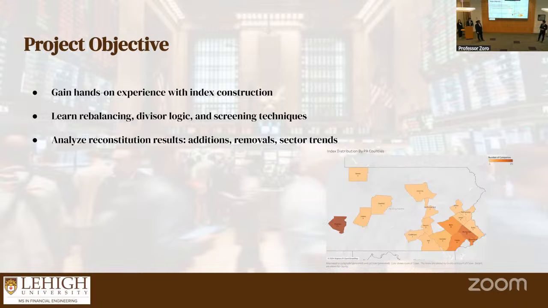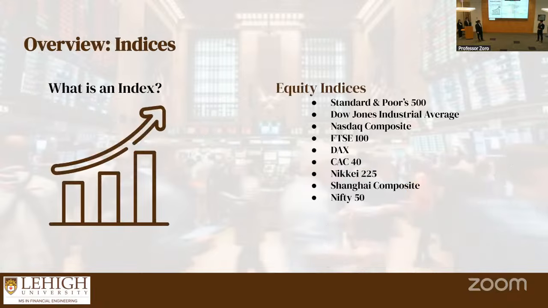So a lot of what we did was learn how to rebalance it, and then after that, taking the data that we got from rebalancing it and analyzing the reconstitution results. So looking at what companies came in, what companies went out, and looking at the sector trends that happened over the time frame. So what is an index?